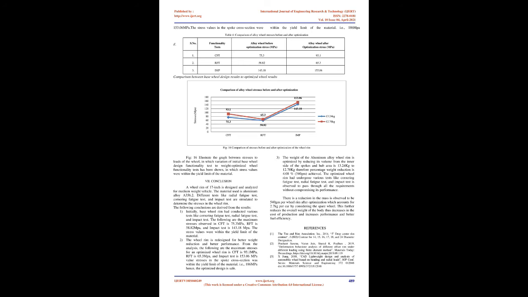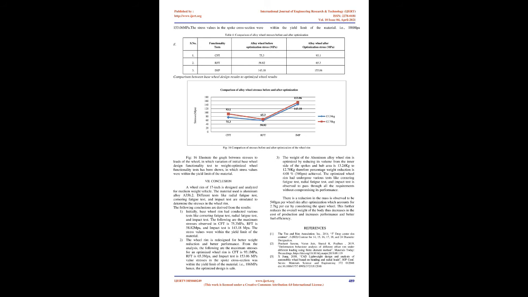The stresses in the spoke cross-section were within the yield limit of the material. B. Finite element analysis results for the functionality tests of optimized wheel rim. Static analysis is carried out for the optimized design of aluminium alloy A356.2 material. Boundary, loading conditions, and procedure were same as before optimization, to obtain the better weight reduction and better performance of optimized wheel rim.